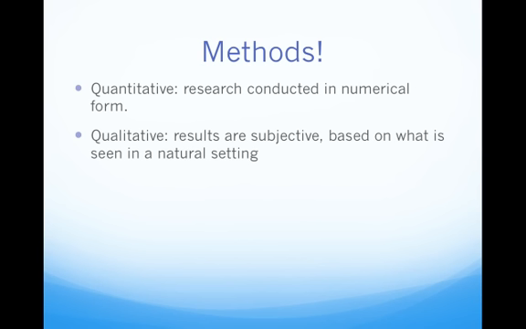Now, the kinds of methods that you can use are usually differentiated between quantitative methods and qualitative methods. Quite simply, quantitative methods have to do with numbers and statistics. So if you are able to say something like, oh, 50% of the people that I interviewed thought that twerking was awesome, then you are performing some sort of quantitative research. Qualitative research is more subjective, and it's based on what is seen in a natural setting. So qualitative research would be things like a participant observation or perhaps interviews rather than a strict sort of survey or statistical analysis.